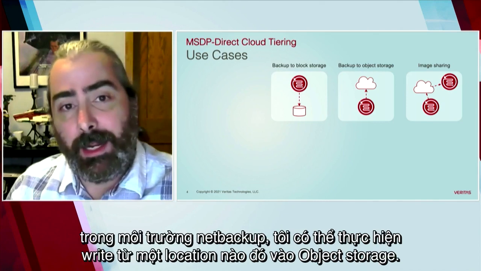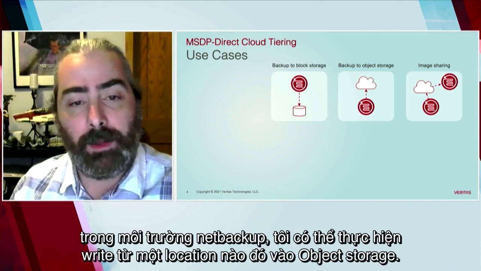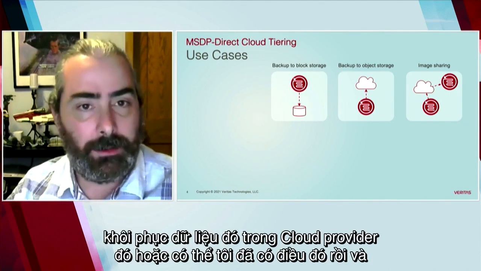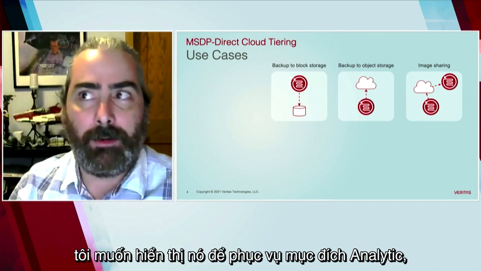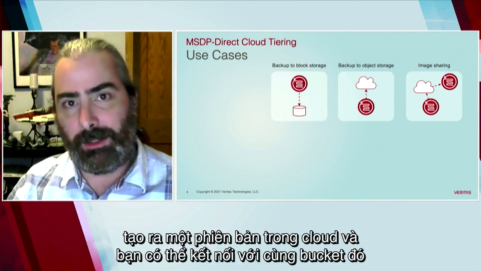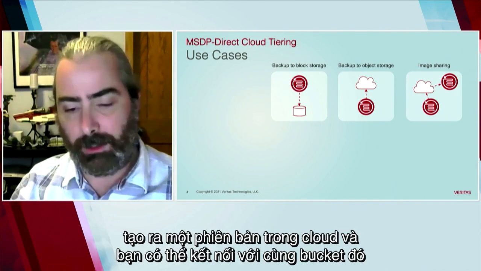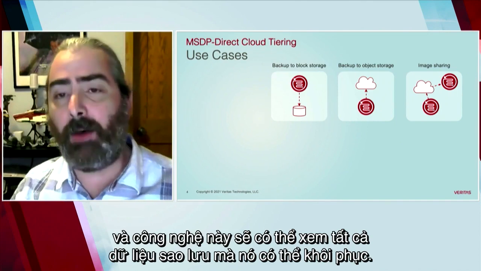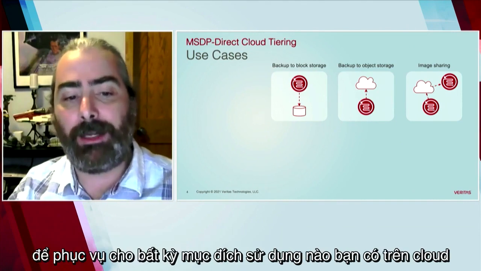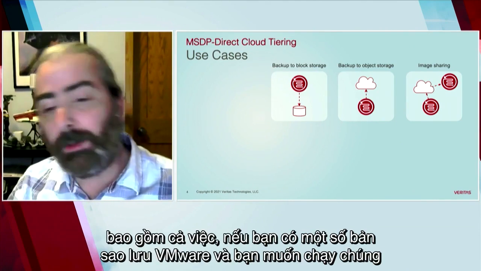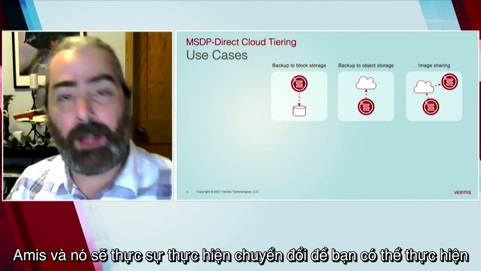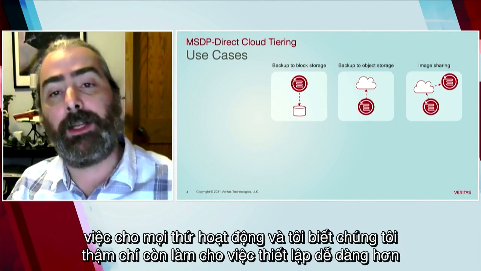This means that in a NetBackup environment, I can be writing from one location to my object storage. And let's say that I've got a need to recover that data in that cloud provider, or maybe I want to expose it for some analytics I want to run against a database or something like that. Well, image sharing allows you to spin up an instance in the cloud, and you can connect to that same bucket, and it will be able to see all that backup data. It can do restores. It can do all that sort of work to make that data available for whatever use you would have in the cloud, including, if you've got some VMware backups and you want to run them in EC2, you can convert them to AMIs, and it'll actually do conversions so that you can take these things and run them up.